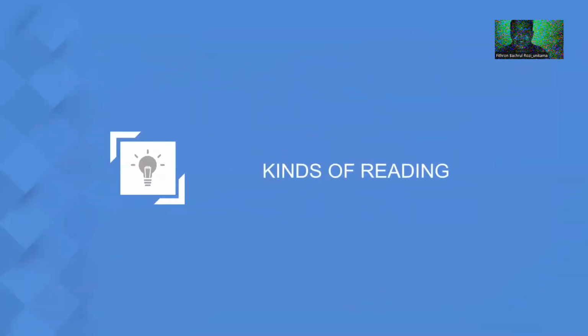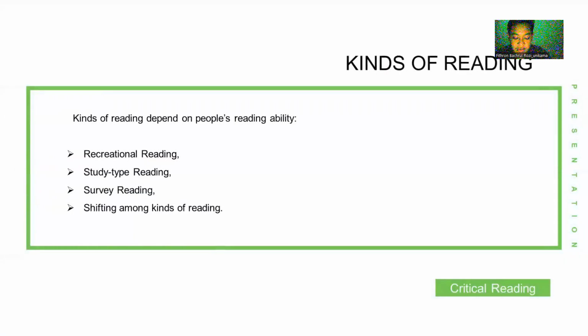If you read something, you may read it aloud so people can know that you are reading something. Then the next is kinds of reading. So kinds of reading are separated by four kinds, and they depend on people's reading ability. And the first is recreational reading. Recreational reading is reading some text in your free time, anytime. It depends on your time. It's free if you want to read or not.